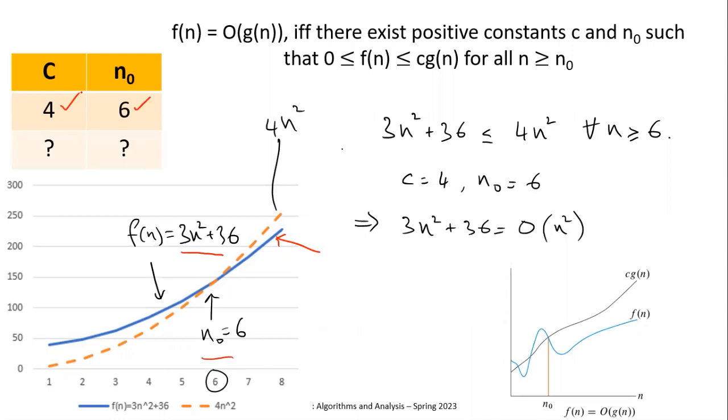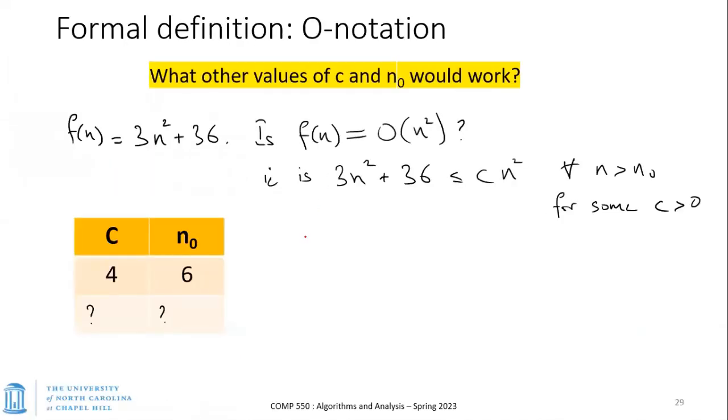But are those again the only combination? Let's say, what happens if you pick c equal to 5? So how would we solve that? Let's say we have 3n squared plus 36 is less than or equal to 5n squared. What would n naught be in this particular case? Is that easy to find out? How do you figure out what n naught is? I'm picking c equal to 5 over here, and we can try to solve this, but it doesn't seem to be too easy, right?